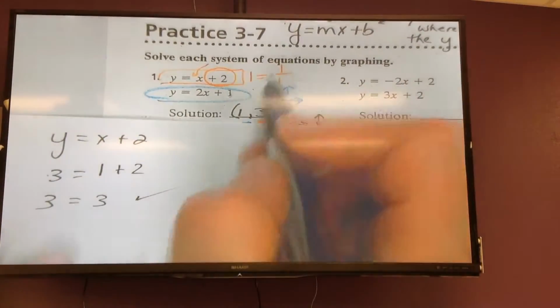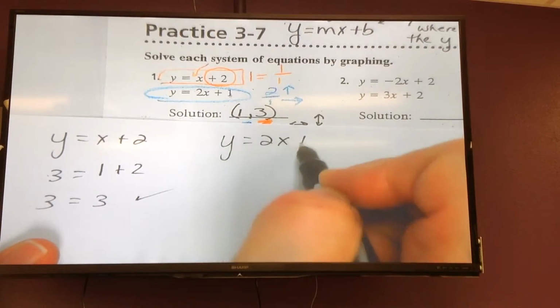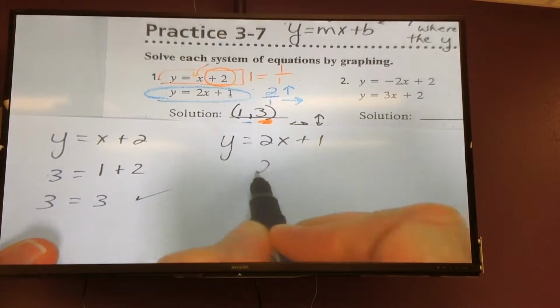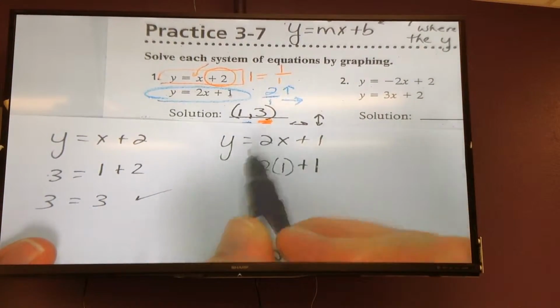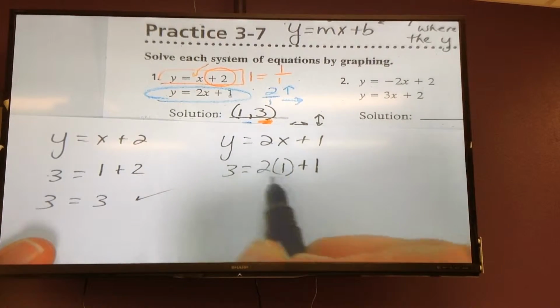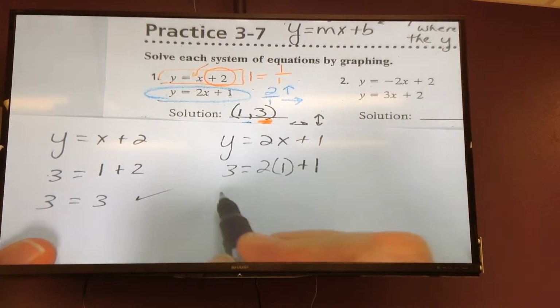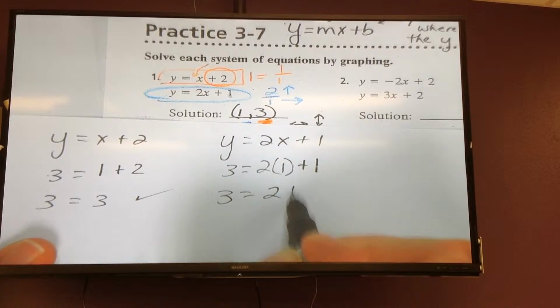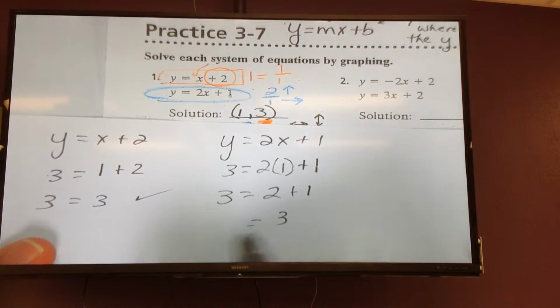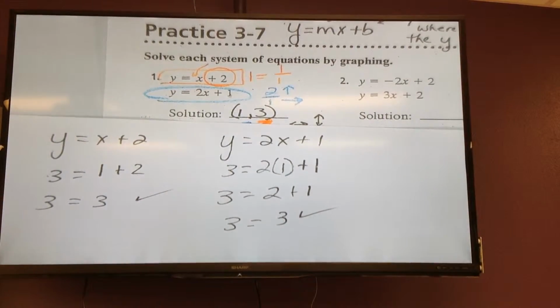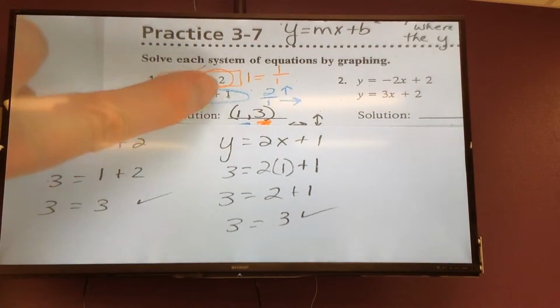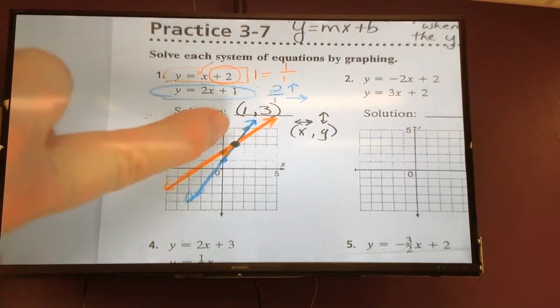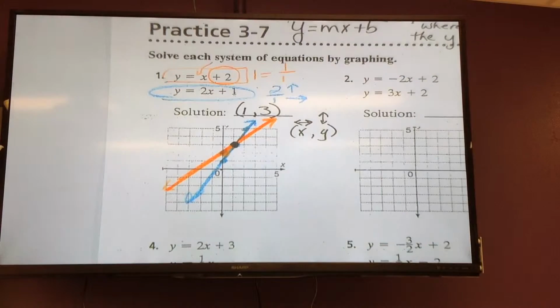And I can do the same thing on the bottom equation. I can put in 1 for x, and I can put in the 3 for the y, and I can see if both sides stay equal. Well, 2 times 1 is 2. 2 plus 1 is 3. So yep, both sides did equal 3. So I know that this point is truly a solution for both of those equations because I just tested it out. Okay, moving on to number 2.